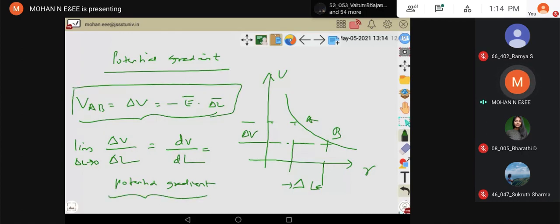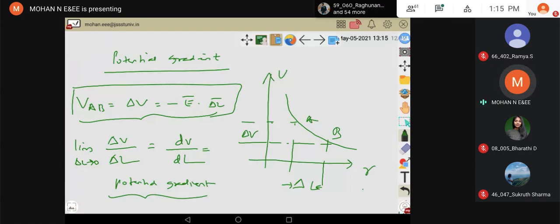From that we have seen this one, potential gradient. So how the potential changes with respect to small changes in the length. It is simply the slope of the graph here. So the slope of the graph is nothing but dV by dL. Okay, so this is one very important concept, because we have seen the gradient in the case of Gauss law, the divergence of flux density. There we discussed the gradient, and here also the same thing we'll discuss, gradient.